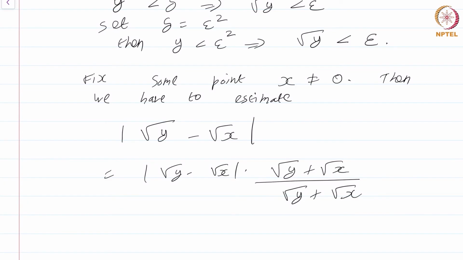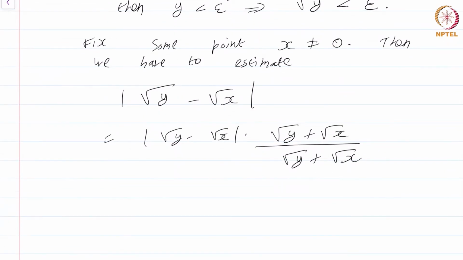Okay. Now what do we do? Well, we observe that this numerator is nothing but mod y minus x, by square root of y plus square root of x. All I have done is, square root of y plus square root of x is positive, so I have put a modulus and taken square root of y plus square root of x inside, multiplied and got mod y minus x by square root of y plus square root of x.